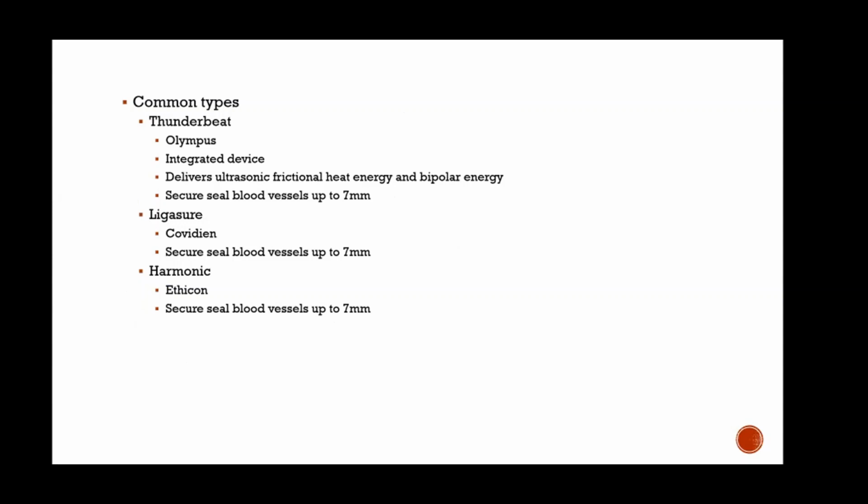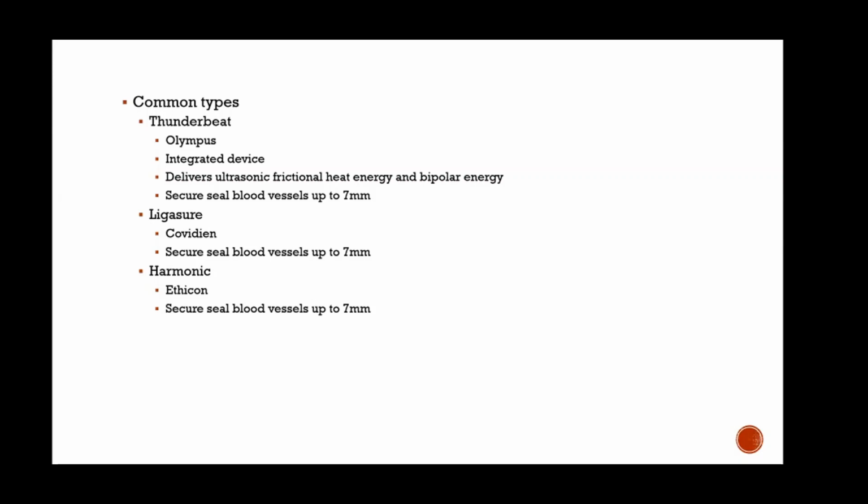So the Thunderbeat is produced by Olympus. It is an integrated device, which means that the device has both ultrasonic and bipolar energy, and it can securely seal blood vessels up to 7 millimeters.